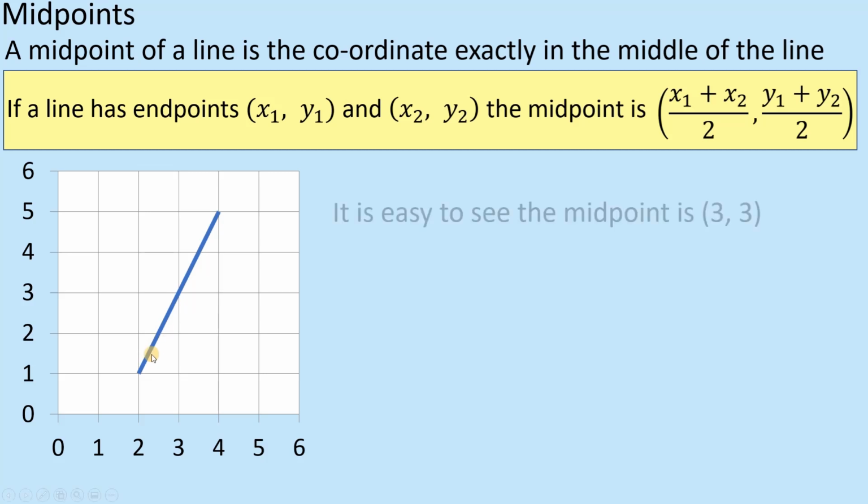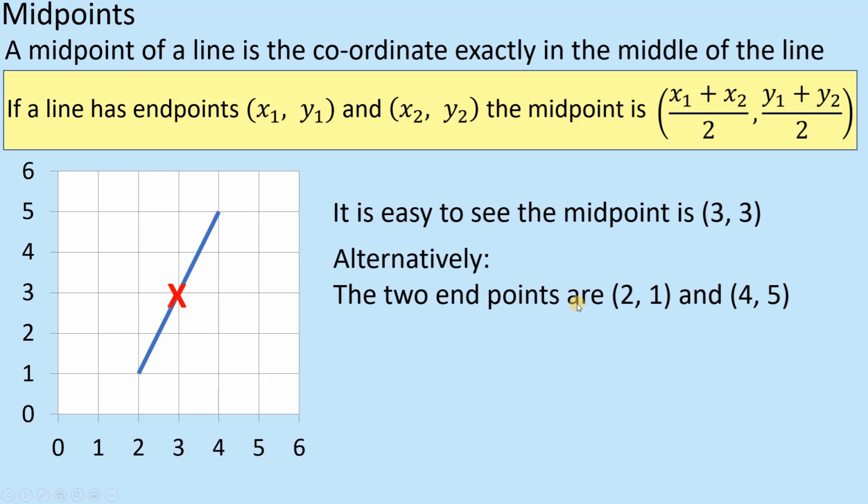So let's get the two coordinates on the top and the bottom, and you can see it's easy to see the midpoint, which is there. But alternatively, we've got the two ends. We've got 2, 1, which is this one over here, and then we've got 4, 5, which is this one over here. And if we're going to use our formula absolutely correctly, let's go and do it. We're going to add the two x coordinates and half them. So the 2 plus the 4, and then divide it by 2. Okay, so that's the first bit.